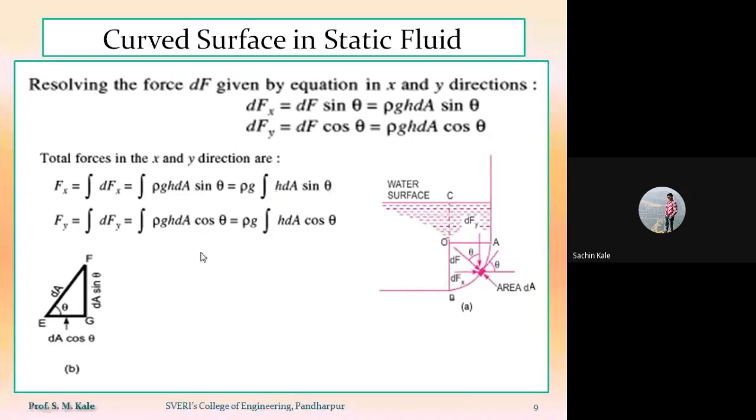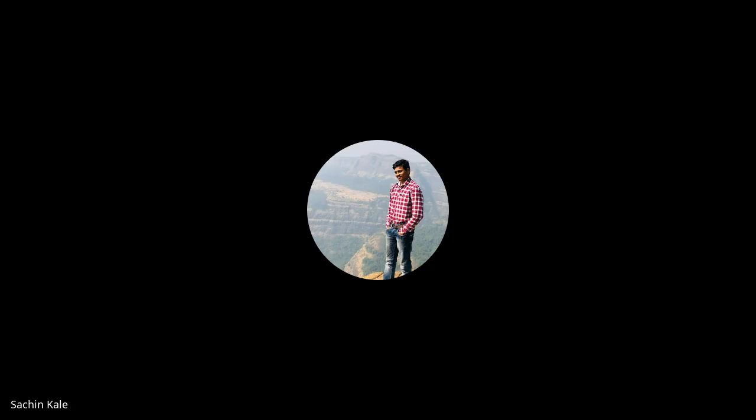ह्या ठिकाणी dA sin theta म्हणजे काय, ह्या एरिया डायग्राम वरून कोणाला माहिती आहे का, कळतंय का काय? dA sin theta या ठिकाणी इंडिकेट काय करते? वर्टिकल प्रोजेक्शन ऑफ एरिया dA. वर्टिकल प्रोजेक्शन ऑफ... ह्याचा अर्थ काय? वर्टिकल प्रोजेक्शन ऑफ कर्व होणार आहे.